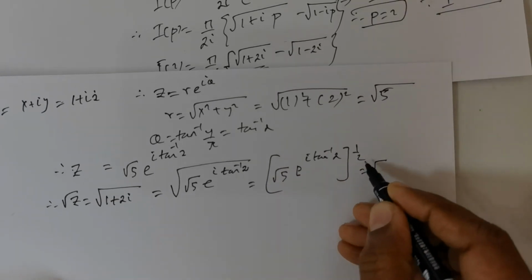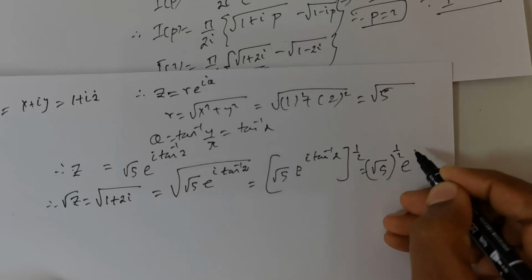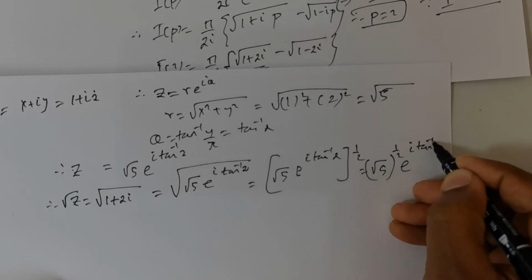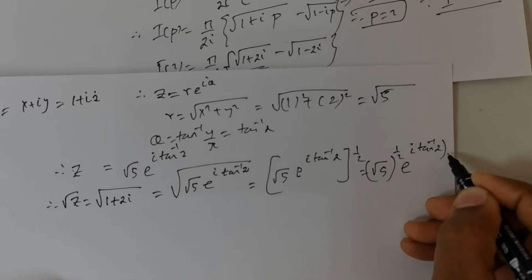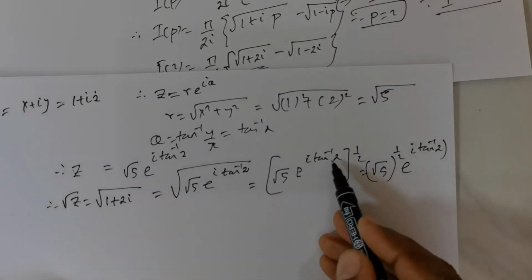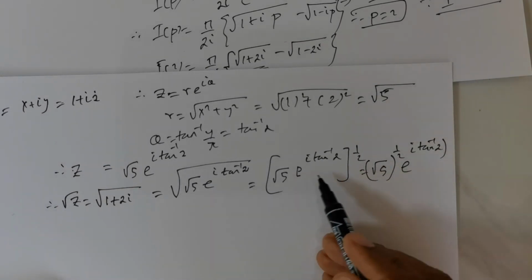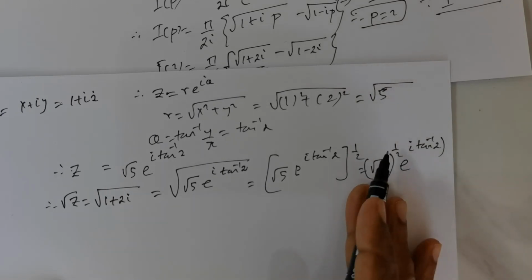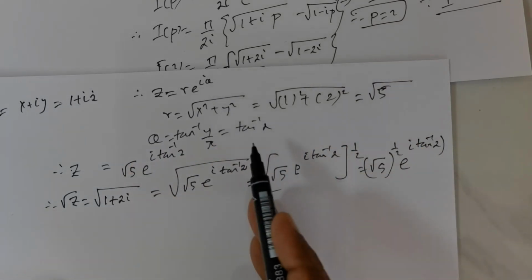This can be further rewritten as root of 5 raised to the power of 1 over 2 times e raised to the power of I times tan inverse of 2, raised to the power of 1 over 2. Now that 1 over 2 can be brought inside, right? This 1 over 2 is moving in and hitting the components inside.